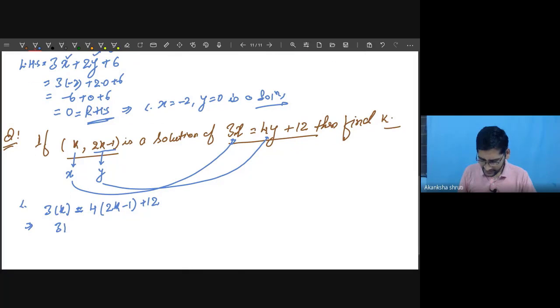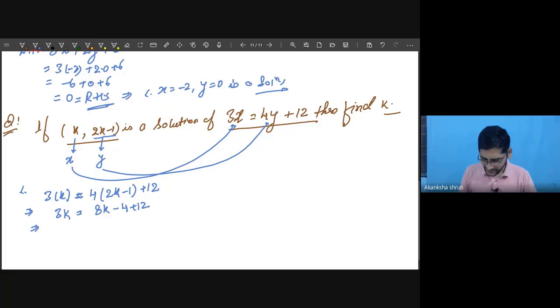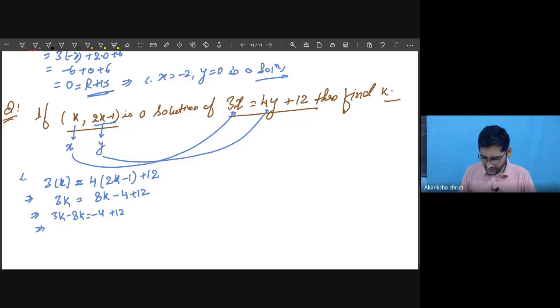So simplify. 3k is equals to 8k, then minus 4 plus 12. Bring this k on the left hand side. So it is like 3k minus 8k is equals to minus 4 plus 12. So just simplify. 3k minus 8k is minus 5k is equals to 12 minus 4 is 8. So this way k is equals to minus 8 by 5. So this is the required answer.